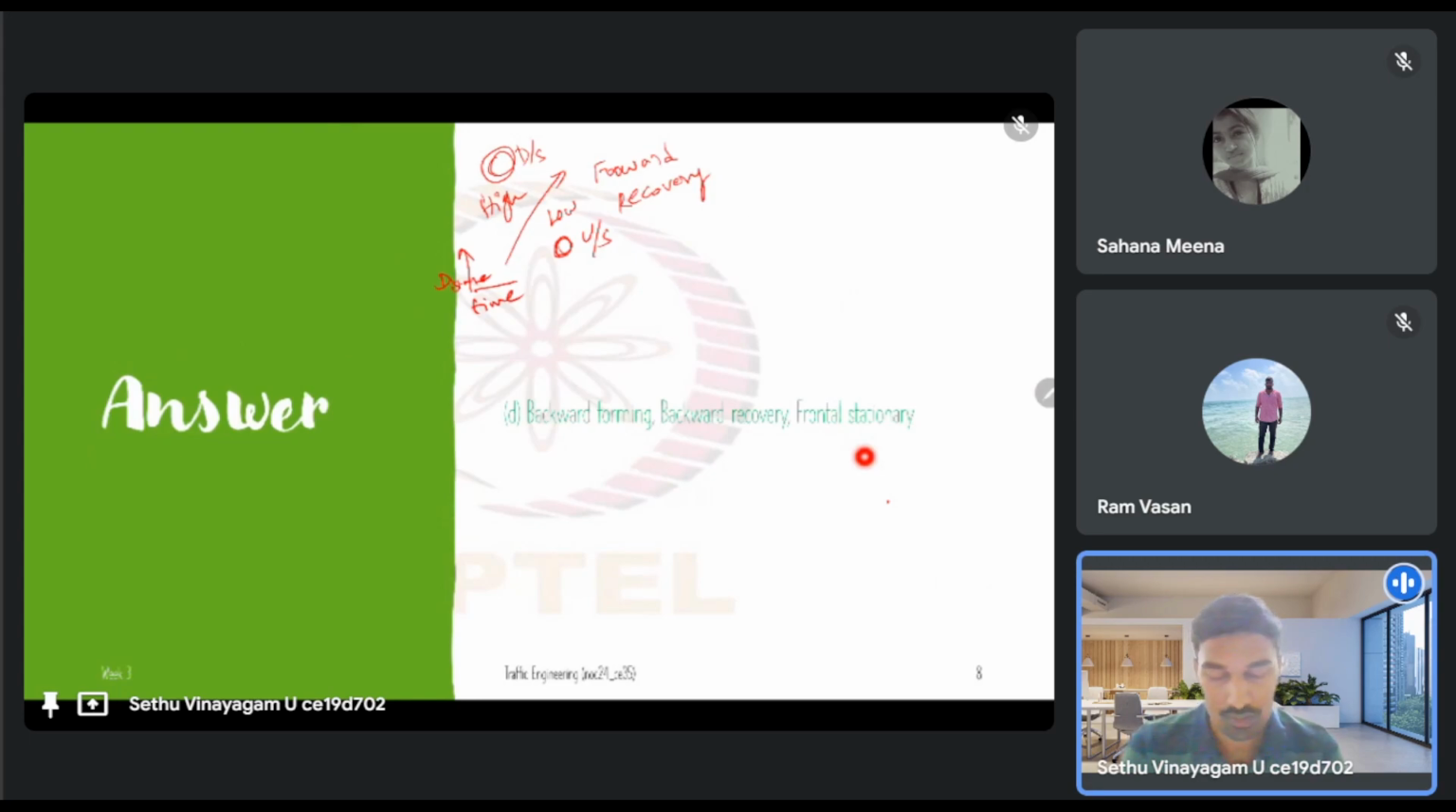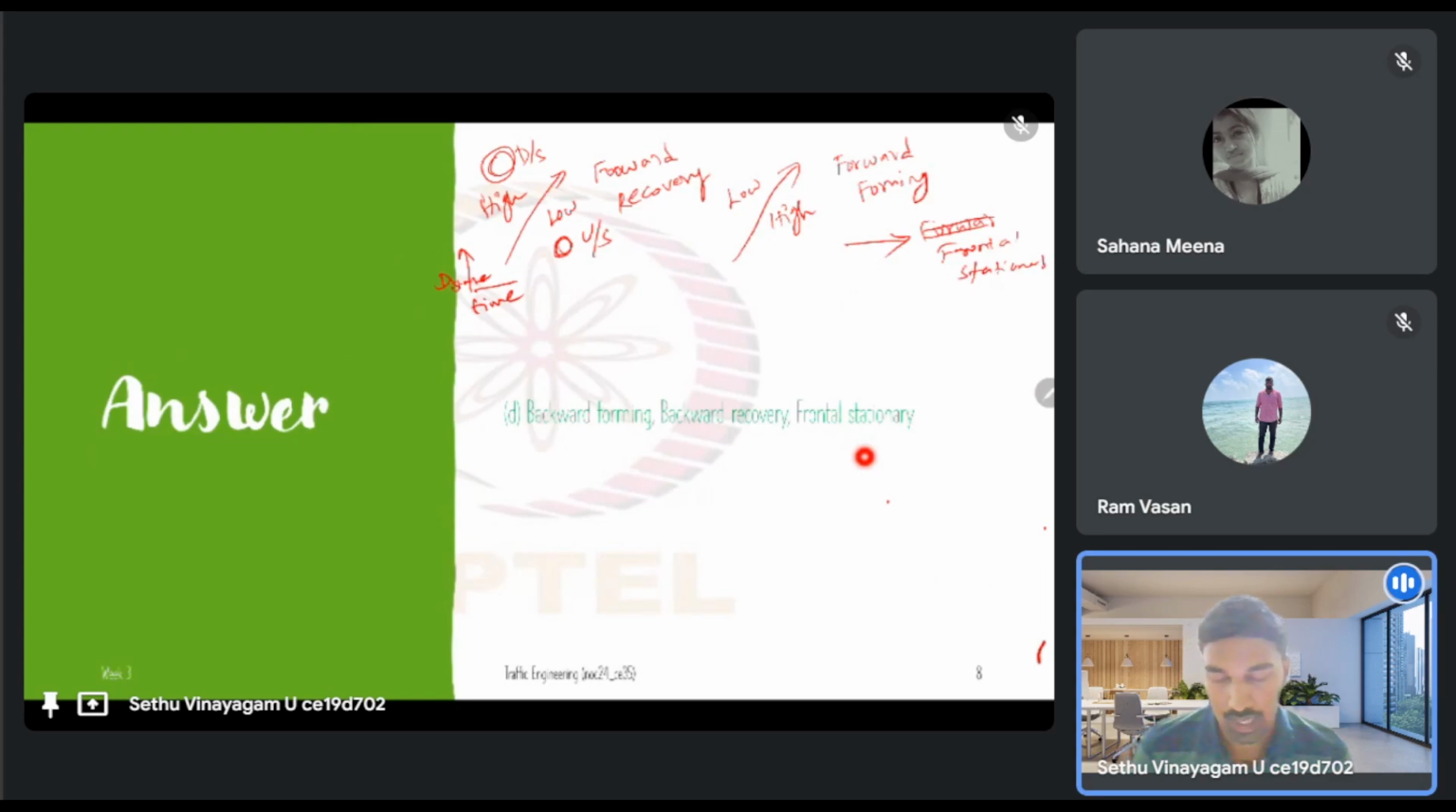So the other way, forward forming will be the reverse. So if you have low on the downstream and high on the upstream, it will be forward forming, right? And this will be forward or frontal stationary, right? Zero slope.